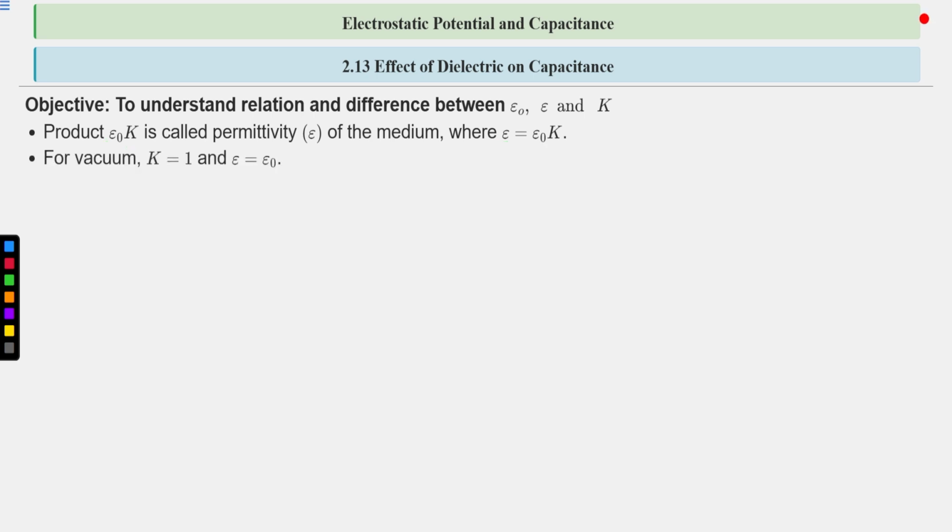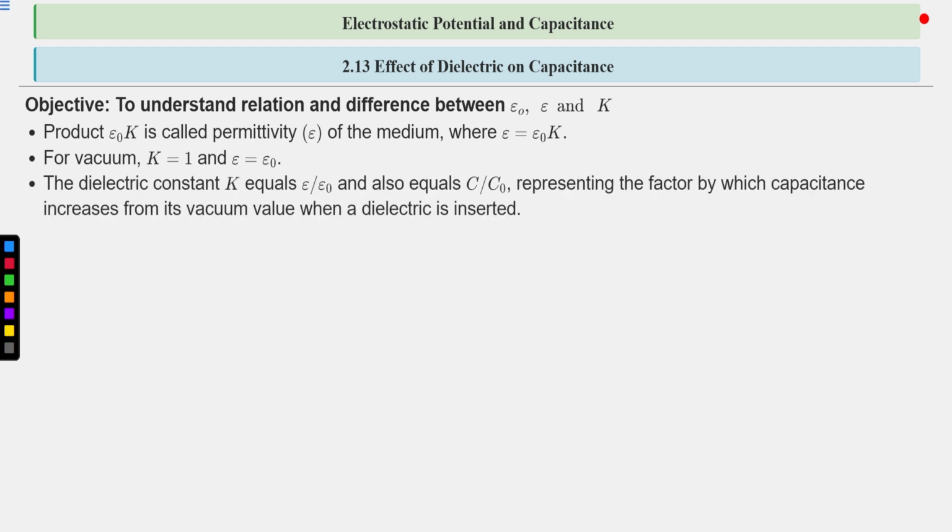Where K is equal to 1 for vacuum, and for vacuum epsilon is equal to epsilon naught. So for vacuum we use epsilon naught in the place of epsilon. For any other medium it is epsilon. For air or vacuum it is epsilon naught. The dielectric constant K is equal to epsilon upon epsilon naught and also equals C by C naught. As we have seen, C equals K C naught. So what is K from there? C upon C naught.